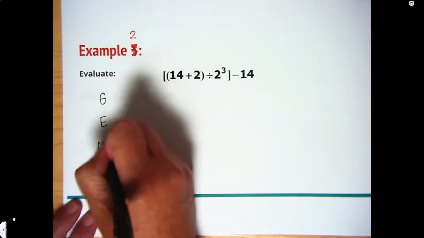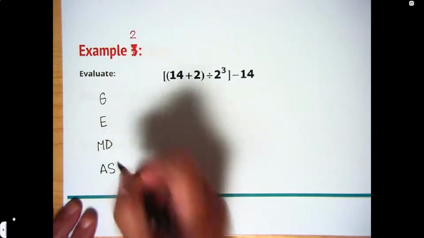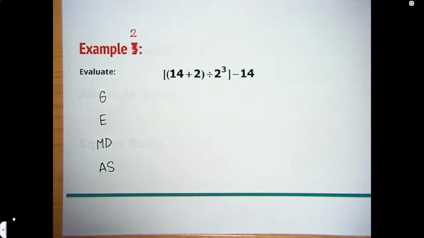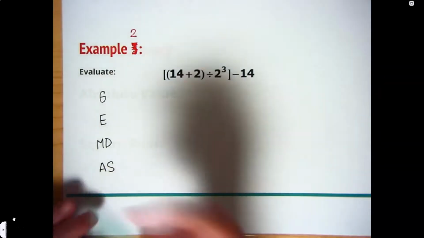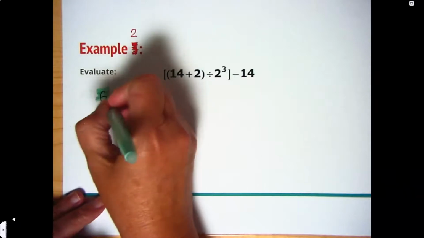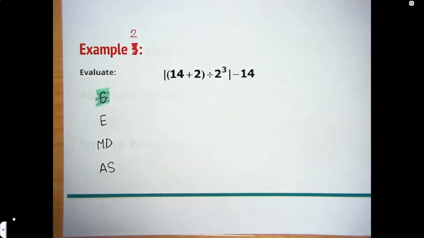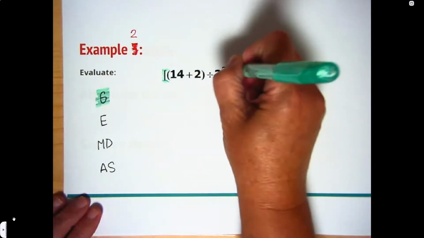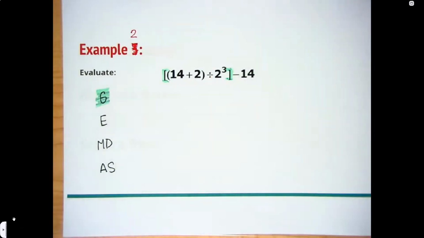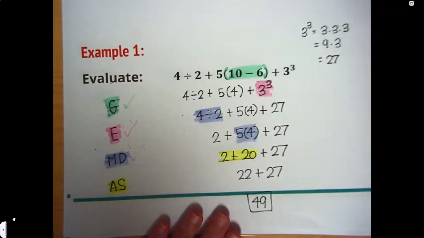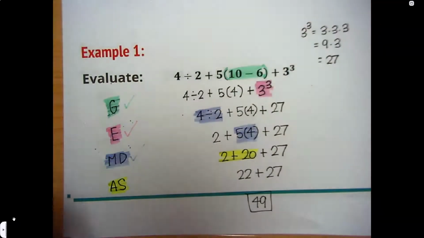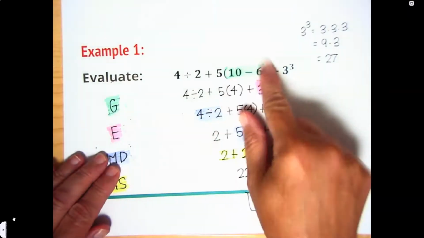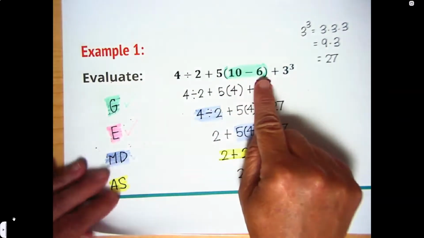So to evaluate, we're going to go through this GEMDOS process. All right, so to get me started, I am on the lookout for grouping symbols. The first grouping symbols that hit my eye are these brackets. Now here's what makes this problem different from this problem that we just completed. When I look at this problem and I look at my grouping symbols, there was only one thing to do inside, and that was 10 minus 6.